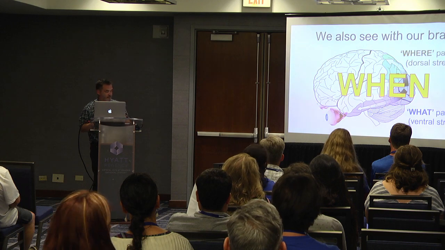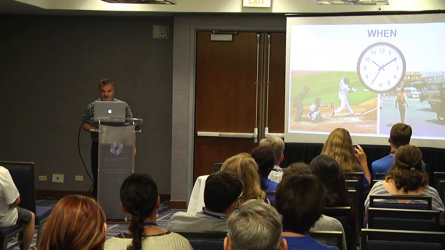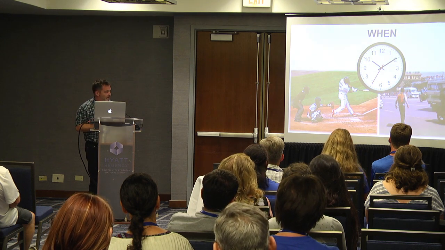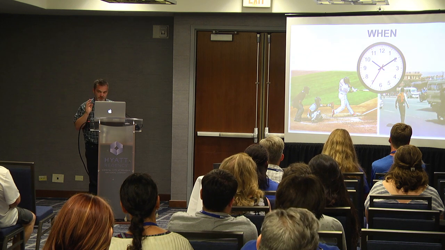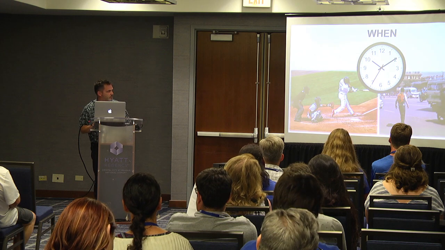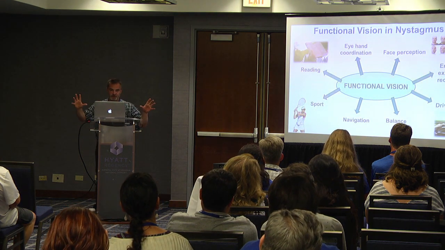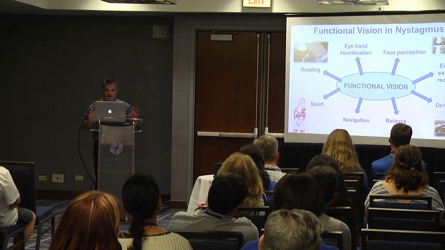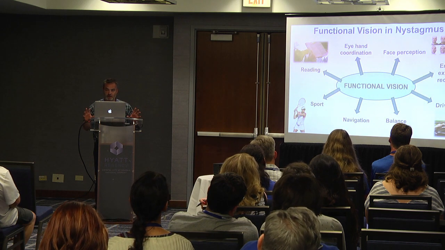We need to know when things are as well, and we think of these activities, hitting a ball with a bat. Of course, we need to be able to time the location of the ball, or even crossing the road. We need to know the speed of objects, and we need to time things as well. So all of those different aspects of vision contribute to what we call functional vision, the vision that we use every day of our lives.